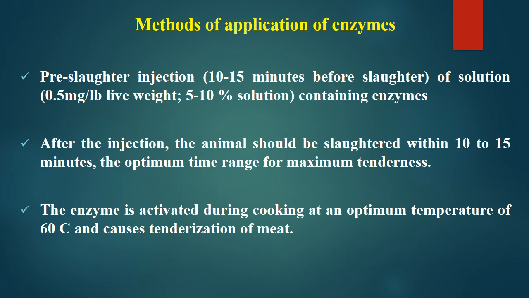Now this enzyme solution will be distributed everywhere in the muscle. After dressing, when cut into pieces, when this meat goes for cooking, at that time the enzymes get activated at around 60 degrees Celsius and cause tenderization of meat.